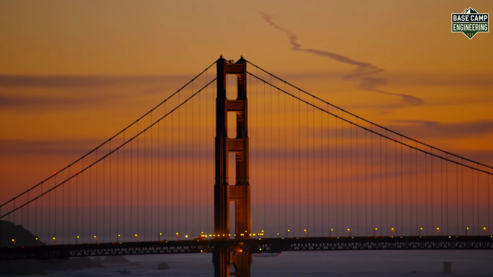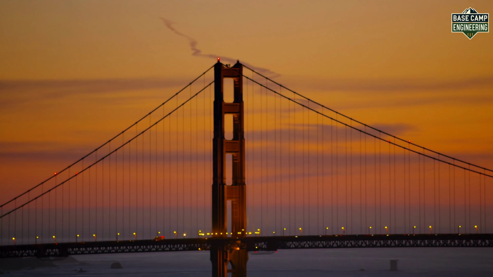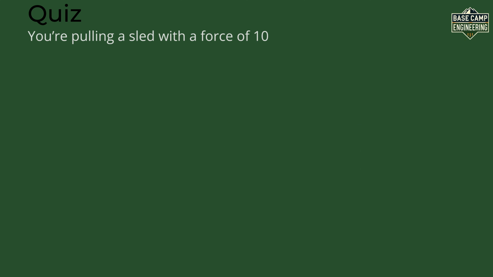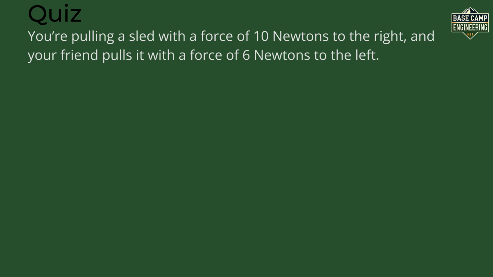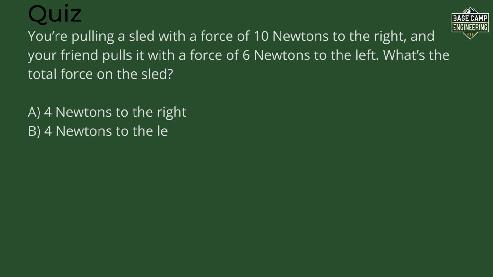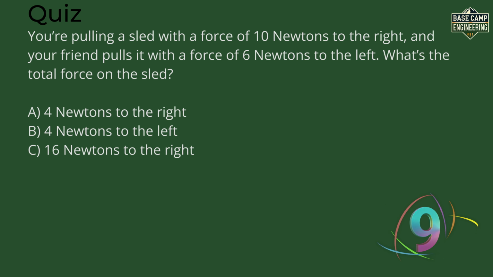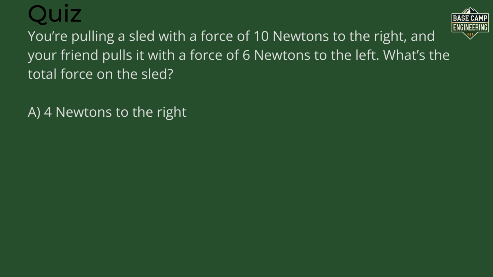Let's test your understanding with a quick quiz. You are pulling a sled with a force of 10 newtons to the right, and your friend pulls it with a force of 6 newtons to the left. What's the total force on the sled? The answer is A, 4 newtons to the right. Great job. Let's move on to trigonometry.